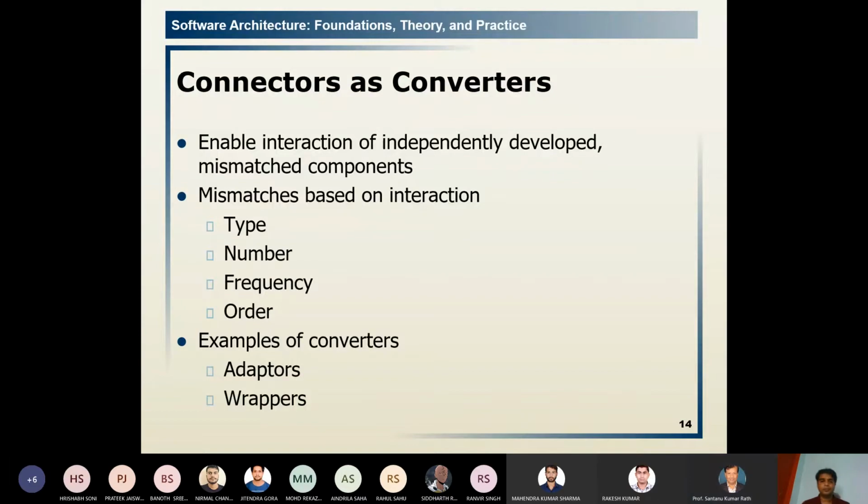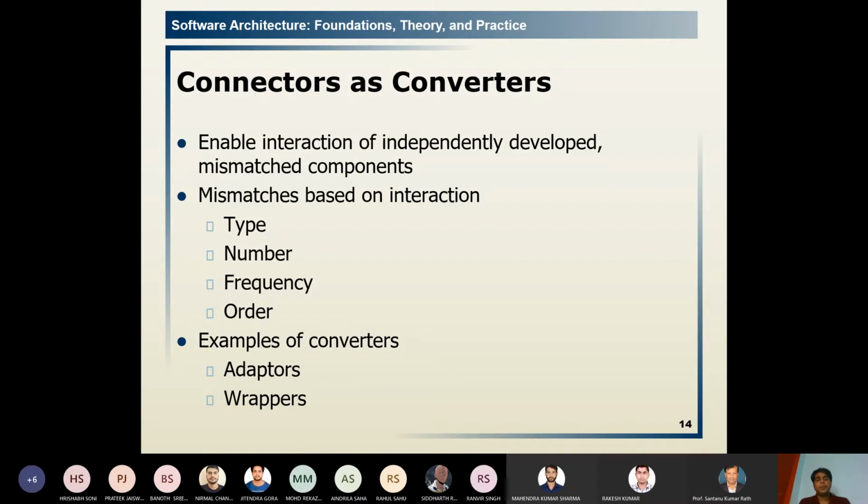If two networks are there, we are using some protocol converter for the communication in between the networks. So here the connector works as a converter. When the components are mismatching, since they are developed independently. Some independent components, they are not previously known to each other. So during that time, it needs some converter.